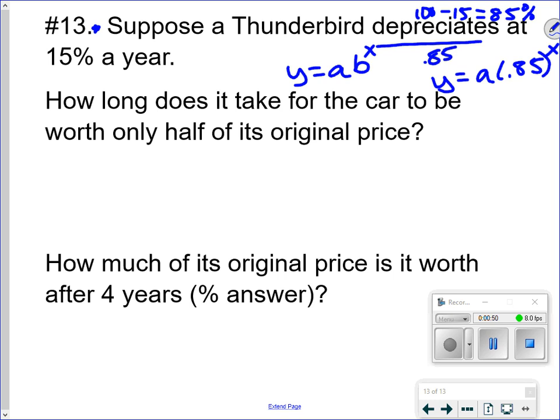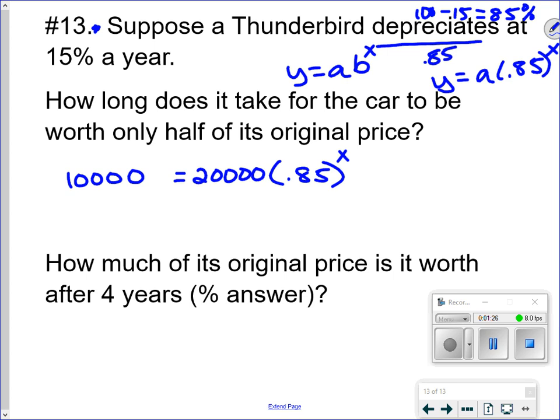It says, how long does it take for the car to be worth only half of its original price? It really doesn't matter what value you plug in, but since Thunderbirds can be somewhat expensive, I will say $20,000 is the cost of this Thunderbird. That's the original cost, so for it to be half of that, half of 20,000 is 10,000. And this 0.85 is going to hold for each year. So we're trying to find x, the number of years, until this $20,000 car is worth 10,000.